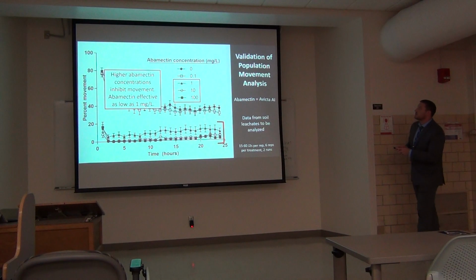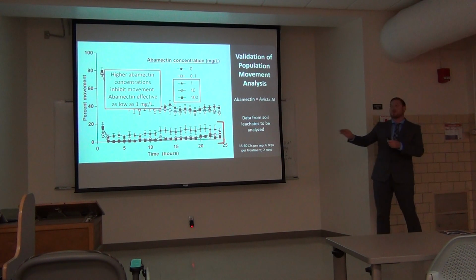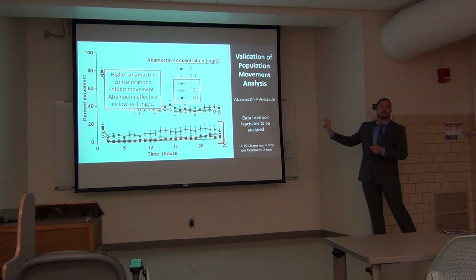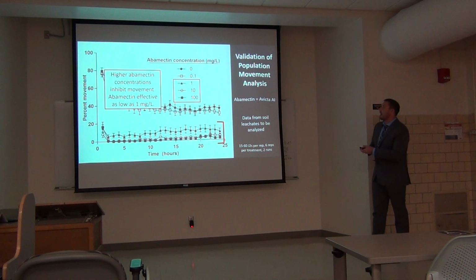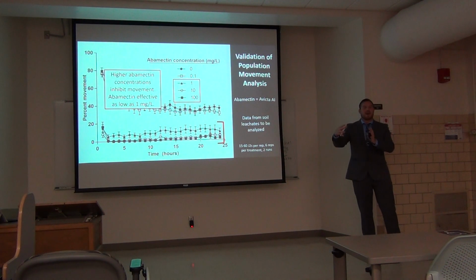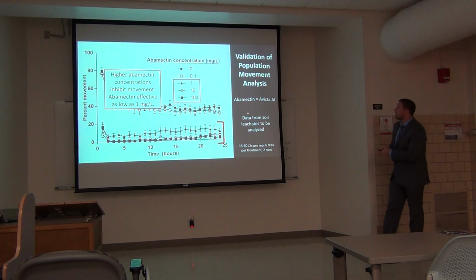Higher abamectin concentrations, 1, 10, 100 milligrams per liter, have shown that they inhibit nematode movement. And we get that abamectin is effective at as low as 1 milligram per liter. So this was another validation experiment of this method to show that it worked. And then from here, I'm still processing data from my soil leachates, and that should be analyzed soon.